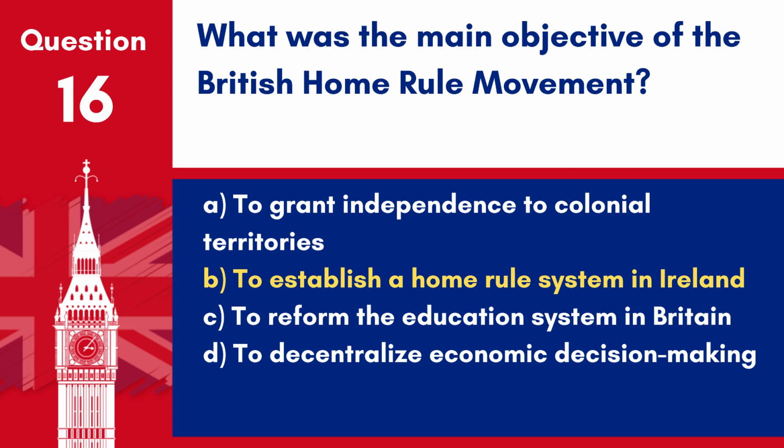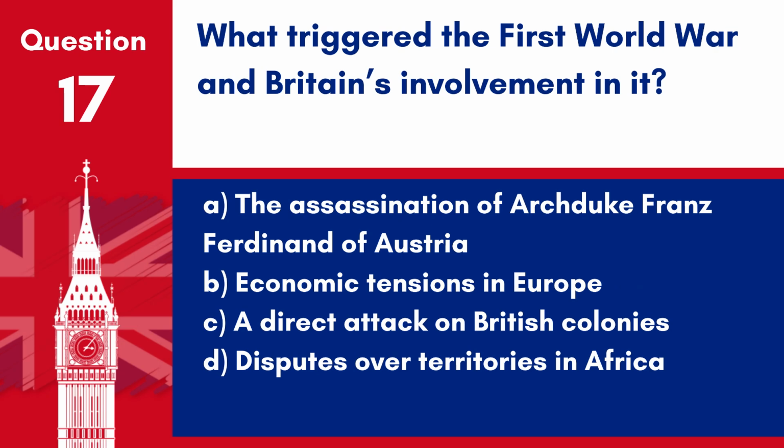Answer: B. To establish a Home Rule system in Ireland. The British Home Rule movement was primarily focused on granting Ireland self-government and was marked by the introduction of several Home Rule bills, the first being in 1886. Question 17. What triggered the First World War and Britain's involvement in it?